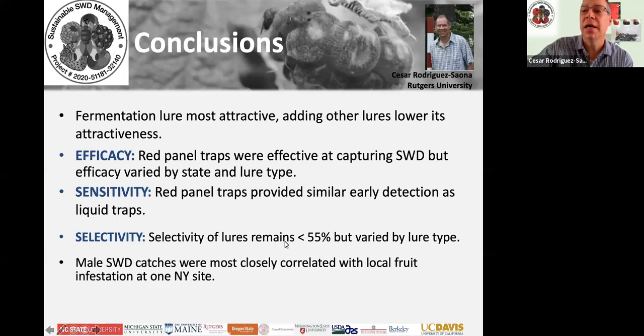We also found that spotted wing Drosophila captures can be correlated with fruit infestation, at least in one site in New York.